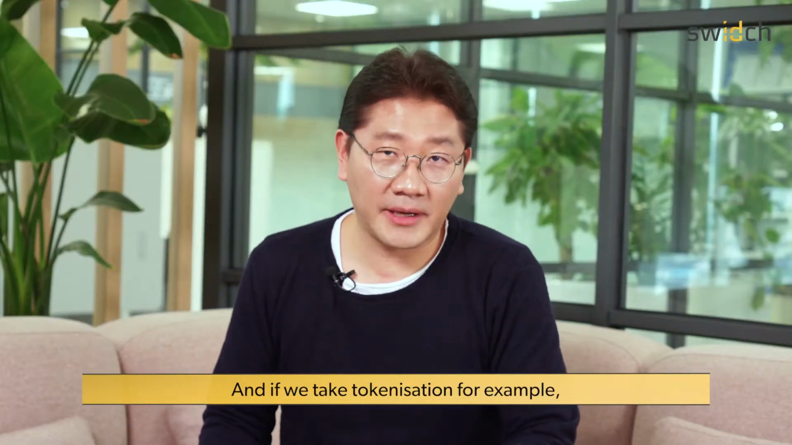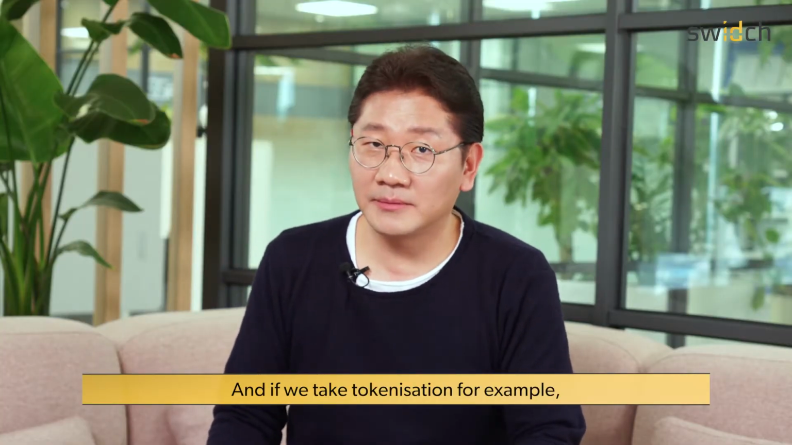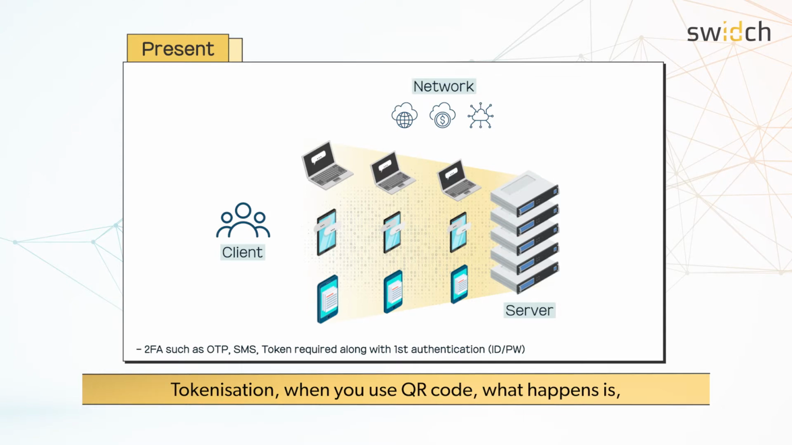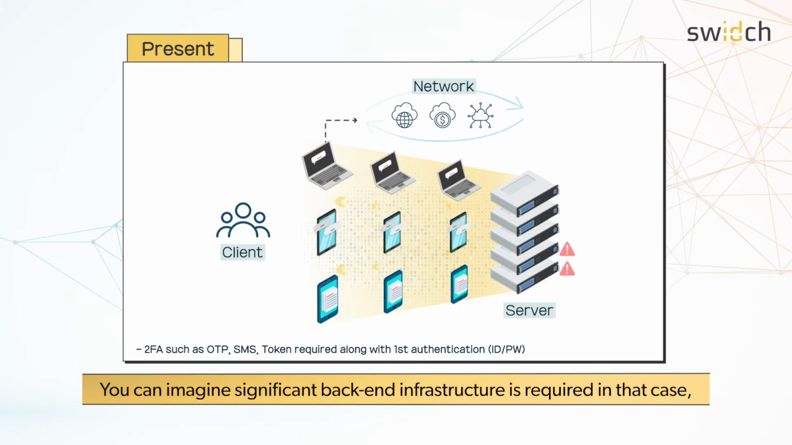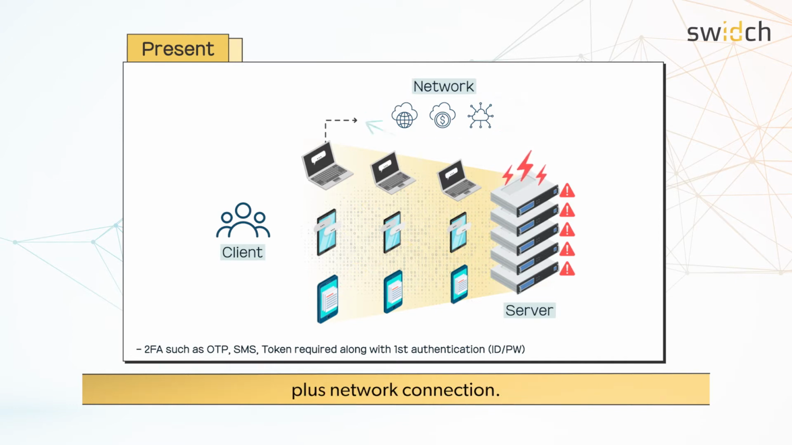And if we take tokenization, for example, when you use QR code, what happens is you receive a QR code from the server and your device sends it back to the server for authentication. So it's a ring structure, meaning it requires bidirectional communication between your device and the server. You can imagine significant backend infrastructure is required in this case, plus network connection.